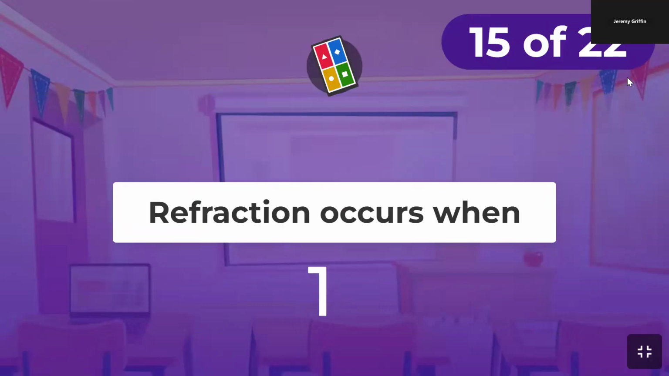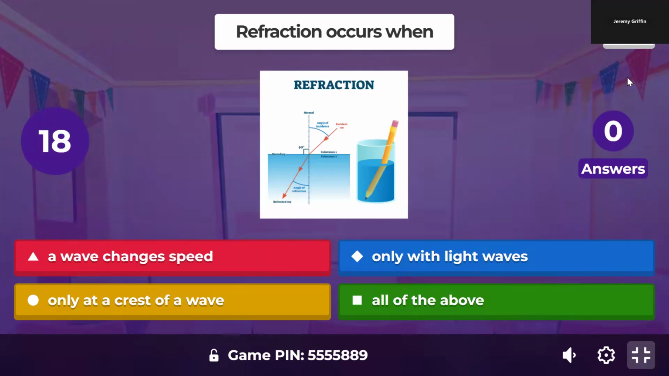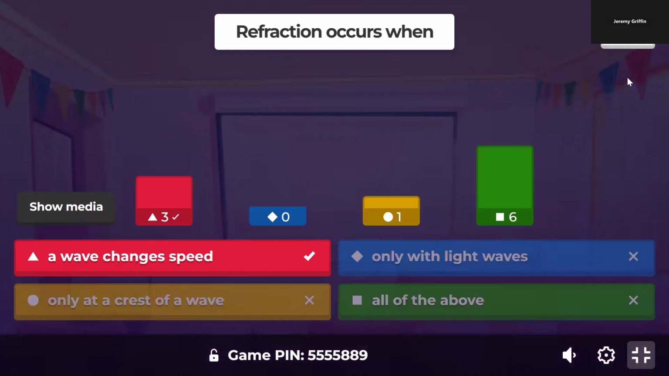Refraction. So that might be the fancy physics term for bending. But when would waves bend? When they change speed. Anytime a wave changes speed, it's going to want to bend like that. Guys, can you have refraction with sound waves? Yeah, you can.